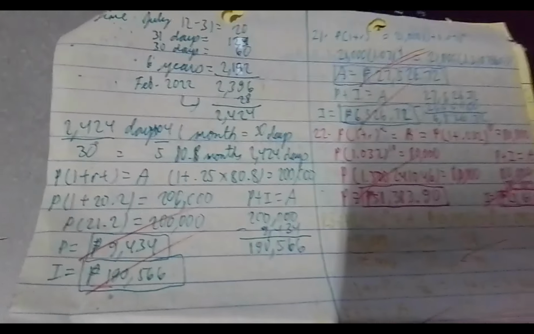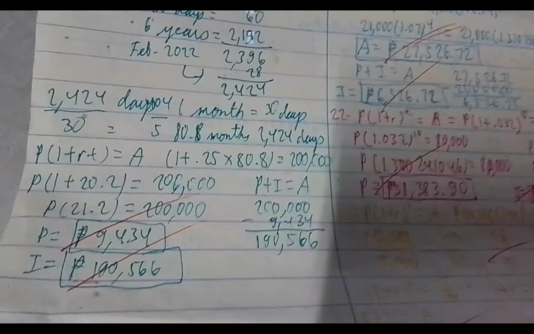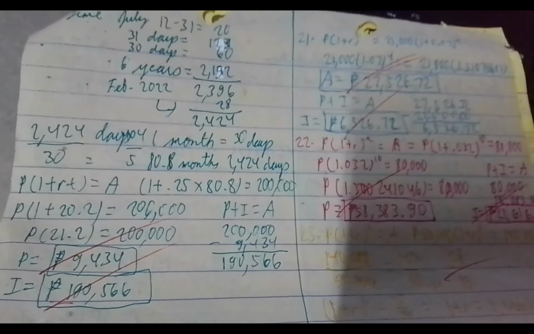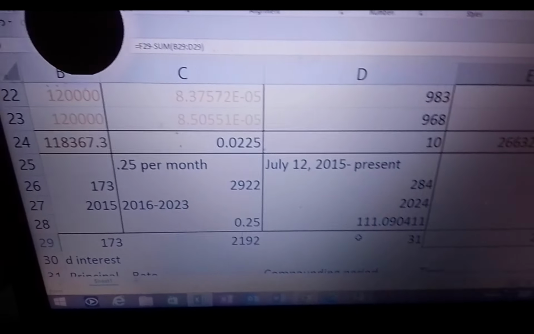Pero, you wanted the exact amount. So, if you want the exact amount, convert it to years first, and then 1 year's worth 12 months. That's the exact. Pero, never mind na, kasi I just did this 2 years ago, and that was February 2022. But we're talking about right now at 2024.